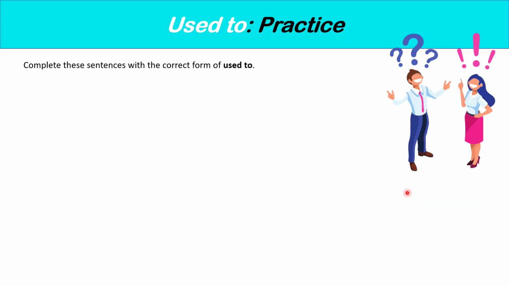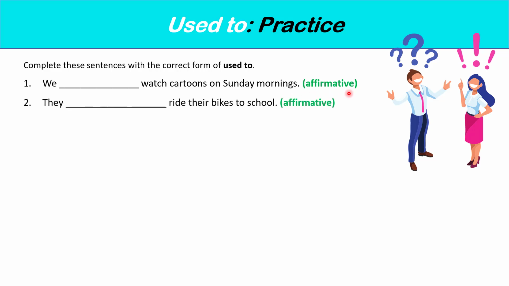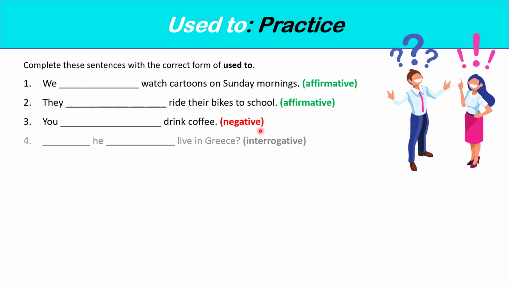So now it's time to practice. You have to complete these sentences with the correct form of "used to". Number 1, we watch cartoons on Sunday mornings. And this you put in the affirmative form. Number 2, they ride their bikes to school. Number 3, you drink coffee. This we have to put in the negative form. Number 4, he live in Greece. And this you have to put in the interrogative form.